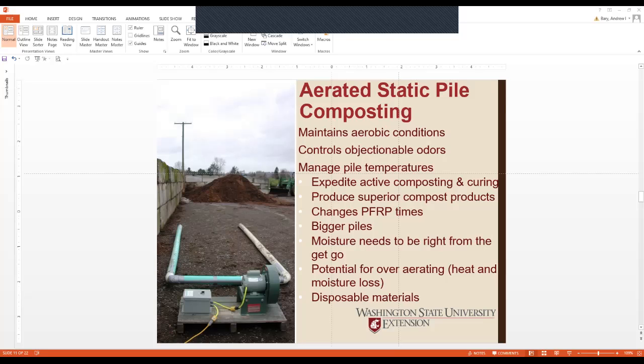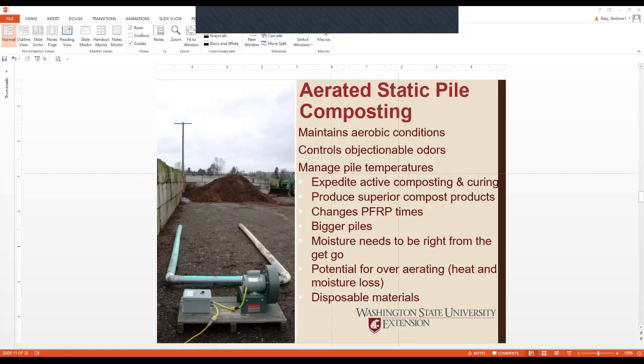There are a number of different items here that are important to consider when you're doing aerated static pile. Some of them overlap, some of them don't. It maintains aerobic conditions because you're blowing air through your pile. It controls objectionable odors and manages pile temperature; you can turn the blower on or off depending on what's going on to get the temperature where you want it. It expedites composting and curing, and moves along quite nicely. It produces a superior compost product. It changes your PFRP time from 15 days to 3 days. And you can have bigger piles because you're blowing air through the piles, so it's easier to have bigger piles.